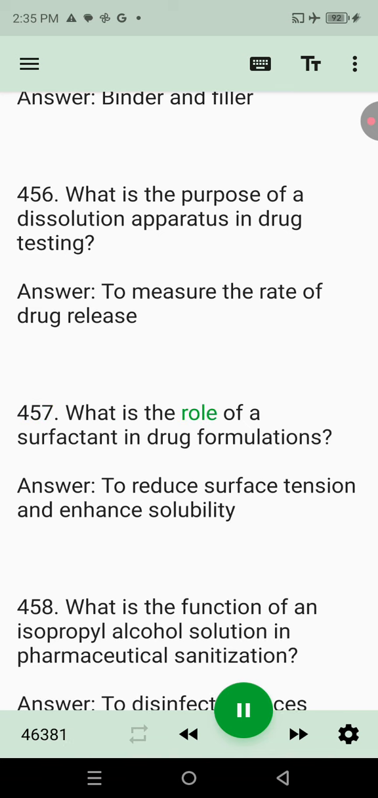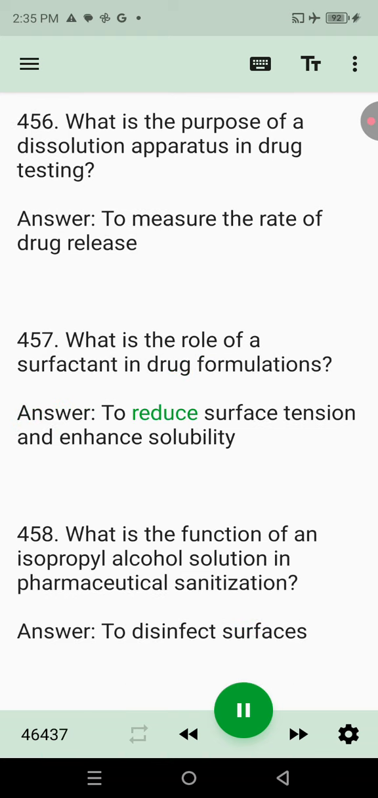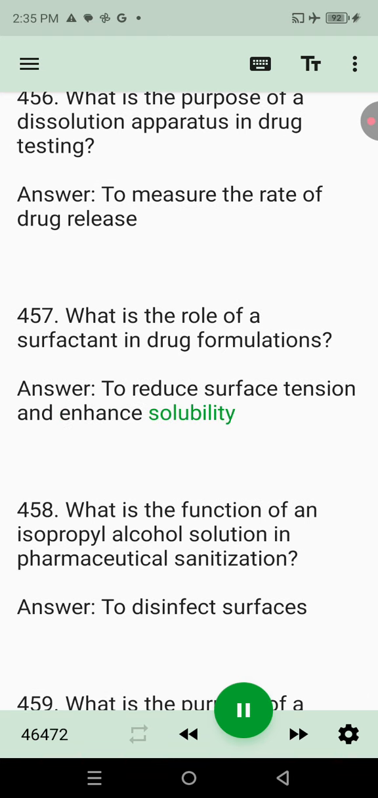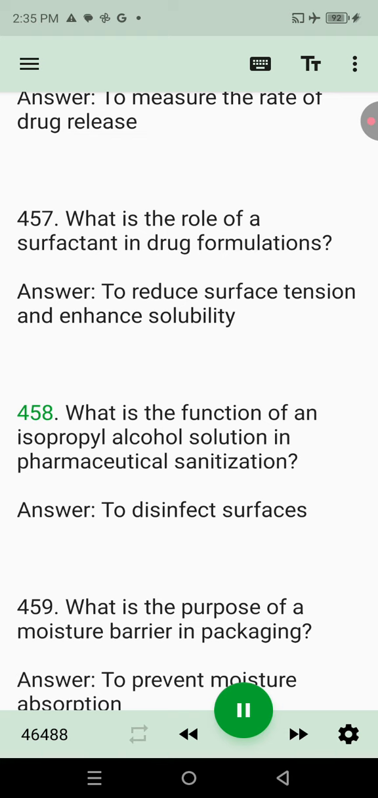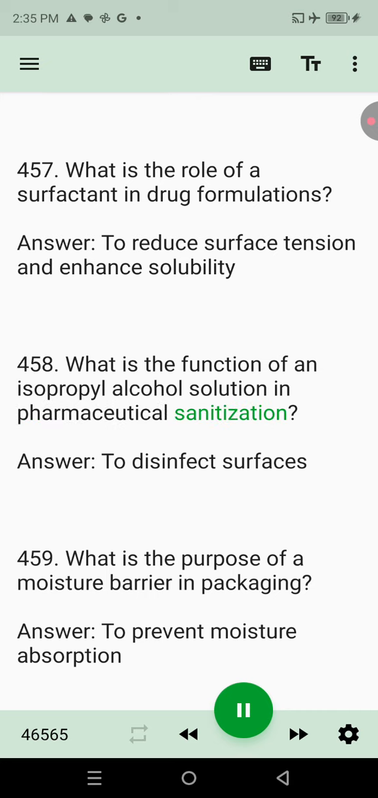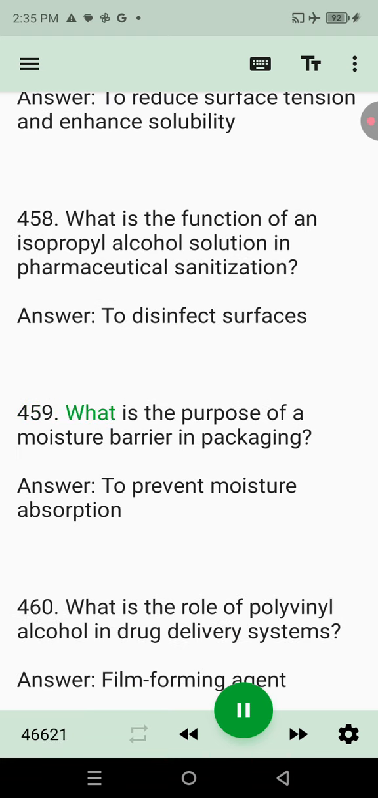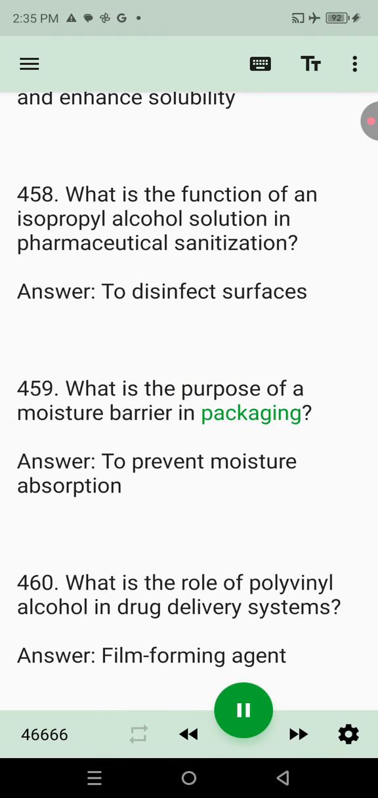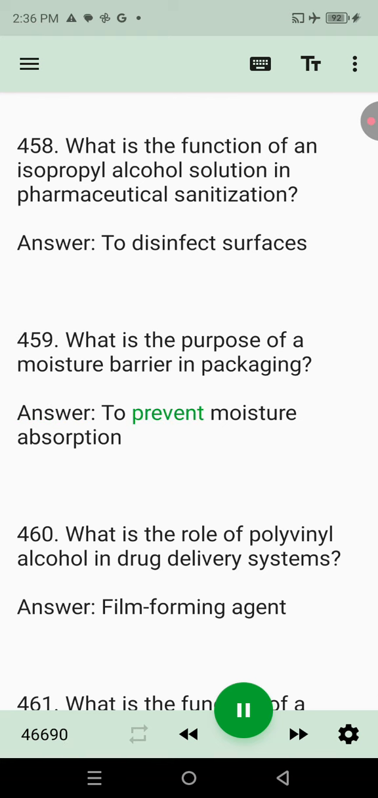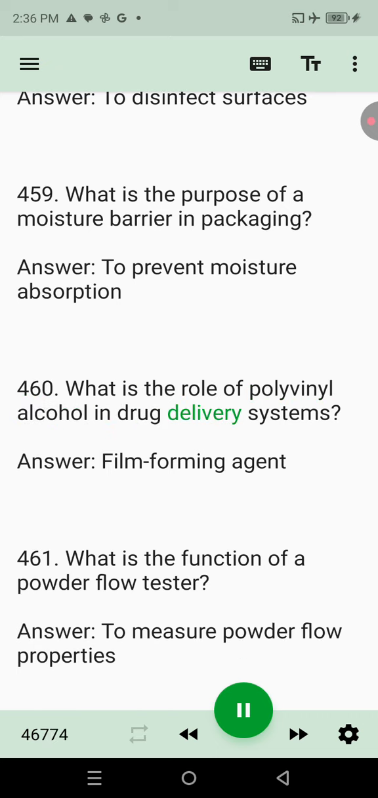457. What is the role of a surfactant in drug formulations? Answer: to reduce surface tension and enhance solubility. 458. What is the function of an isopropyl alcohol solution in pharmaceutical sanitization? Answer: to disinfect surfaces. 459. What is the purpose of a moisture barrier in packaging? Answer: to prevent moisture absorption. 460. What is the role of polyvinyl alcohol in drug delivery systems?